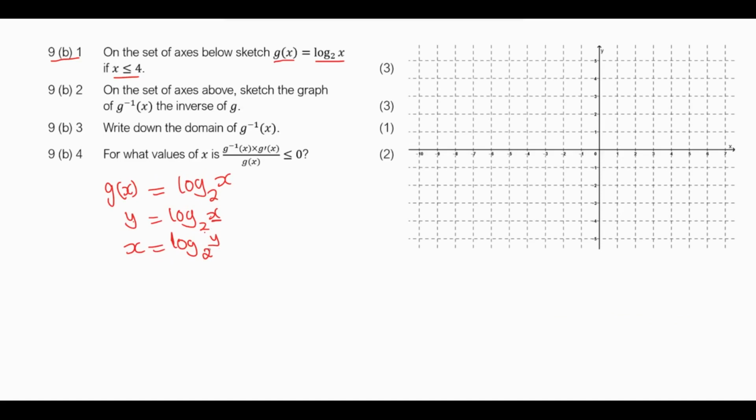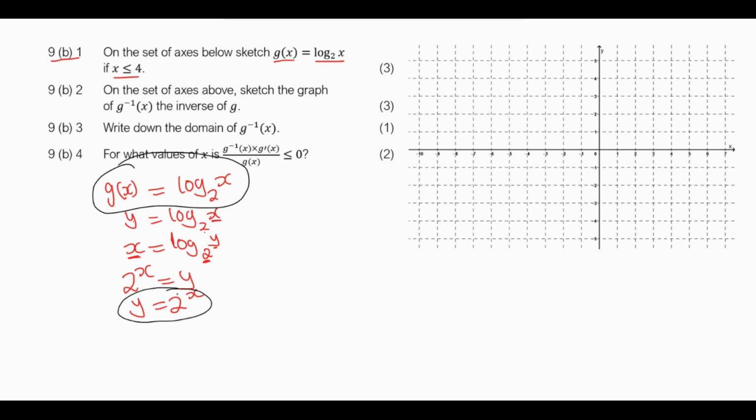And then now let's make y the subject. So this is the base, this is the exponent, and then this is the argument, the number. So it becomes 2 to the power x is equal to y. Or we can write it like this, y is equal to 2 to the power x. So this function is the inverse of this function.